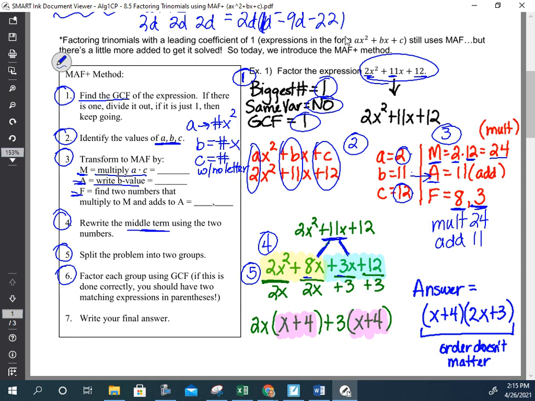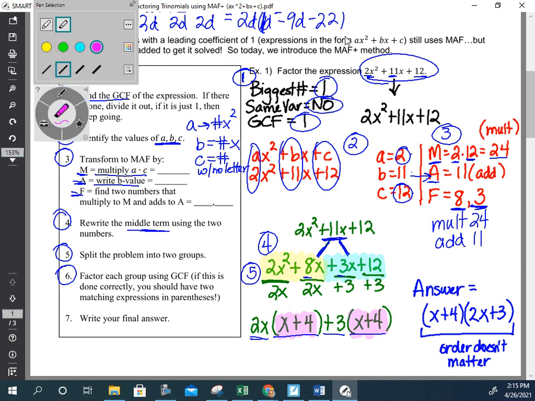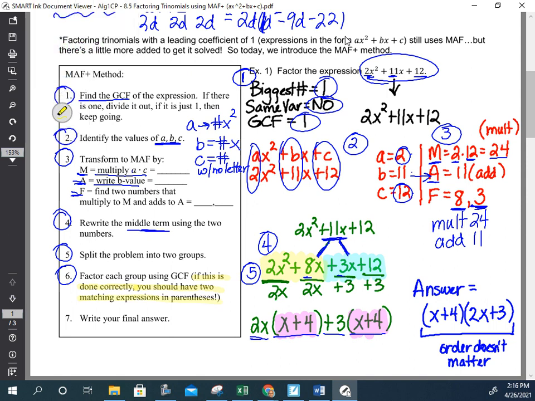So if you just look at the first group, 2 and 8, you can divide out 2, you can take out 2x, parentheses, x plus 4. 3 and 12, you can divide out 3. Plus 3, and then x plus 4. I want you to look at what's in parentheses. This will help you. If this is done correctly, you should have 2 matching expressions in parentheses.